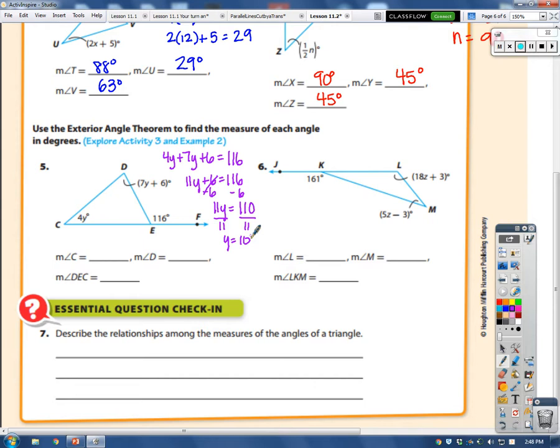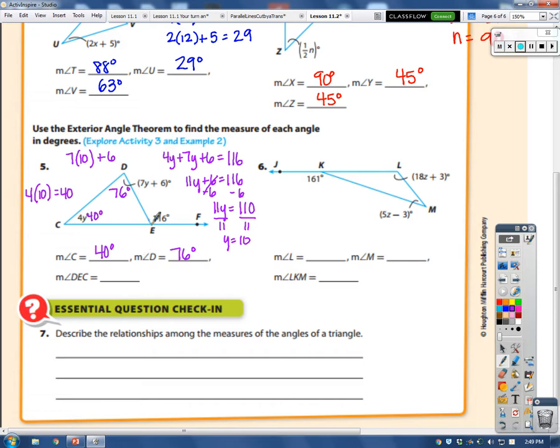And so my first one here is 4y. So 4 times 10 is 40. So that's this angle measure here. And so that's the measure of angle C. And I'm going to write that down here, 40 degrees. Then I need to figure this one out. And so that is 7 times 10 plus 6. 7 times 10 is 70, plus 6 is 76. So that is the measure of angle D, degrees. And then I need to figure out the measure of angle DEC.